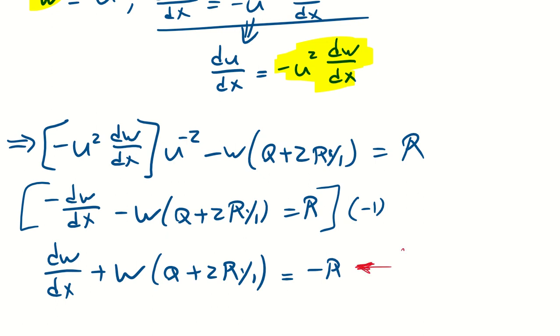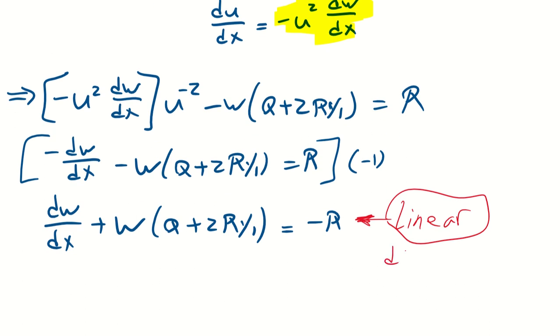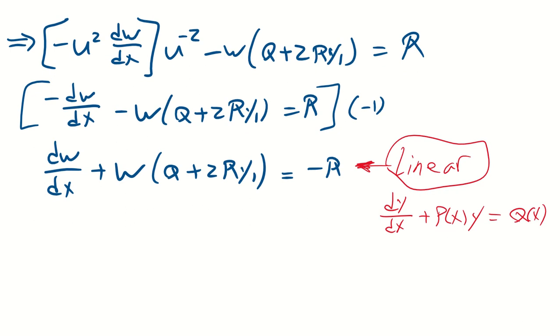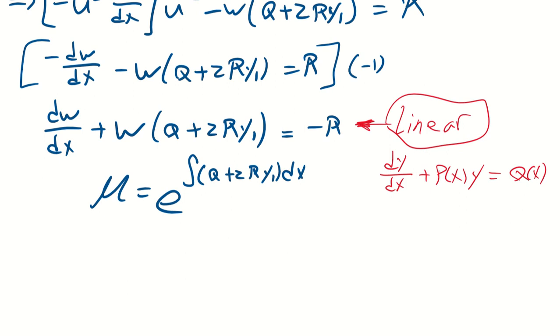And definitely, we now have a linear differential equation. In general, that's of the form dy/dx plus p of x times y is equal to q of x. We also know how to solve that, so let's go for it. With a linear equation, we can use the integrating factor technique. So mu is going to equal e raised to the indefinite integral of q plus 2y₁ dx. We will multiply the entire expression by mu.